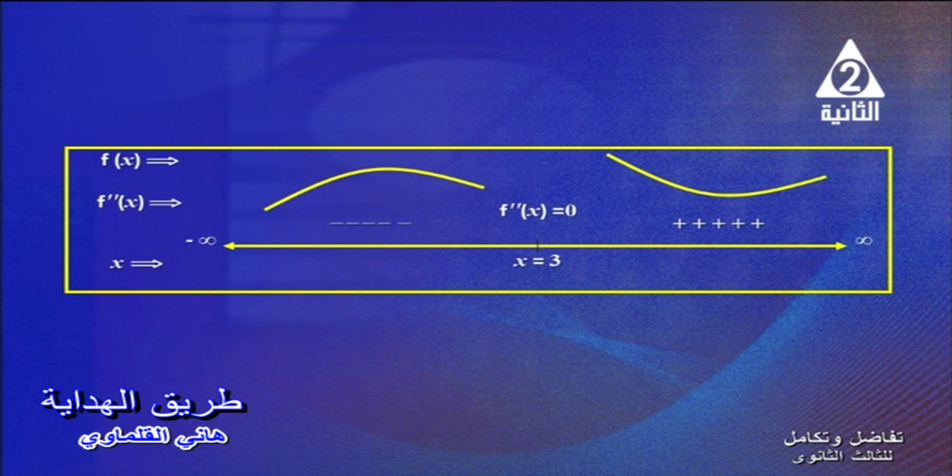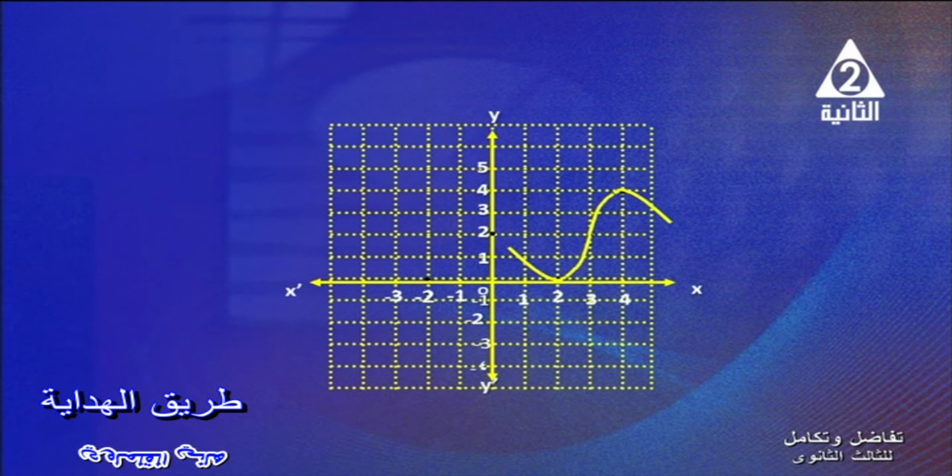In the open interval (negative infinity, 3), f double dash x is negative, and the curve is convex upward. In the second interval from 3 to infinity, f double dash x is positive, and the curve is convex downward. In this case, we have an inflection point because the curve changes its behavior from convex upward to convex downward at x equals 3. So we have an inflection point at x equals 3.